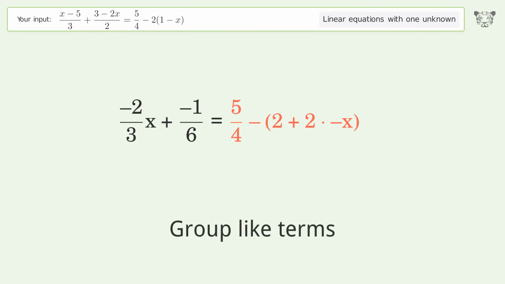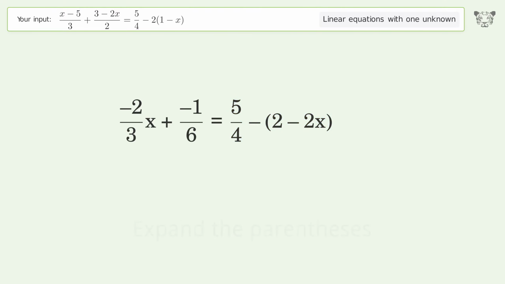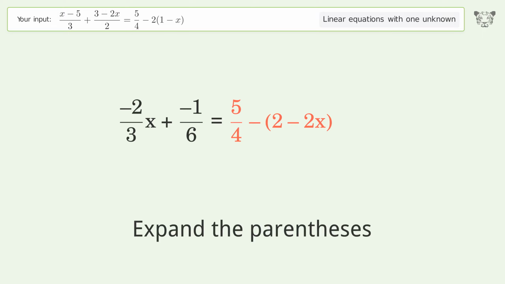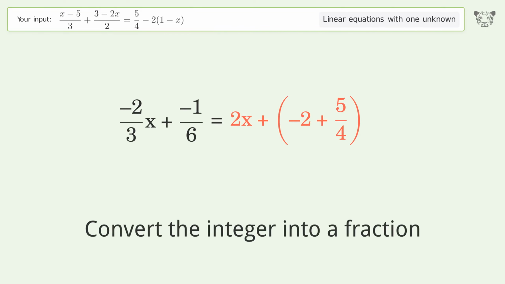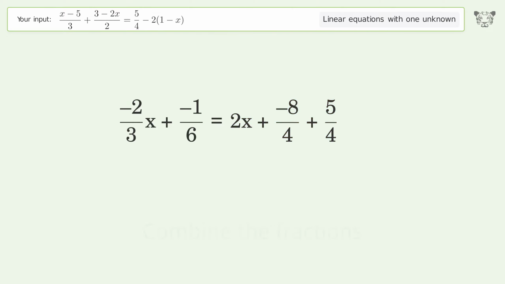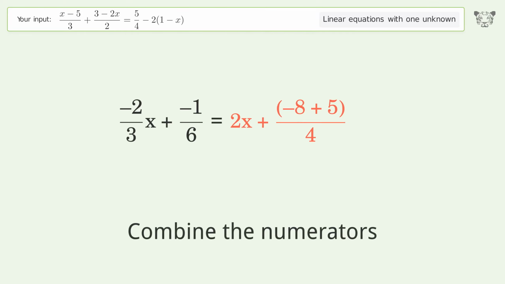Group like terms. Multiply the coefficients. Expand the parentheses. Group like terms. Convert the integer into a fraction. Combine the fractions. Combine the numerators.